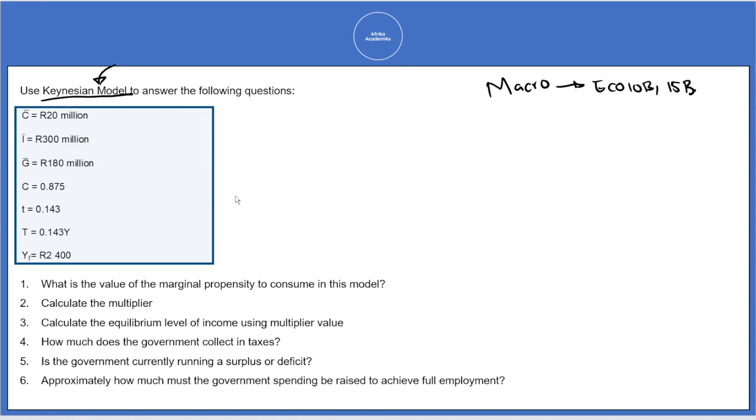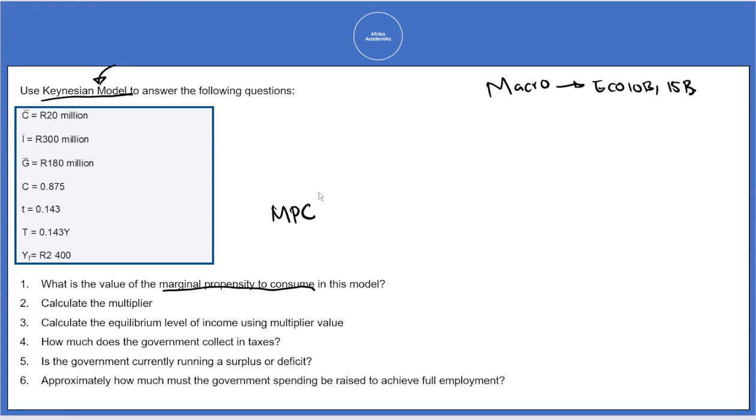Okay, so the first thing that we're going to do here, it says, what is the value of the marginal propensity to consume in this model? Usually you will see this being written as MPC. Okay, we have to learn how to calculate MPC, or the marginal propensity to consume, right? Also, this one I would have explained in detail if we had a normal session, right? But we only have 1 hour, so we have to do the calculation.